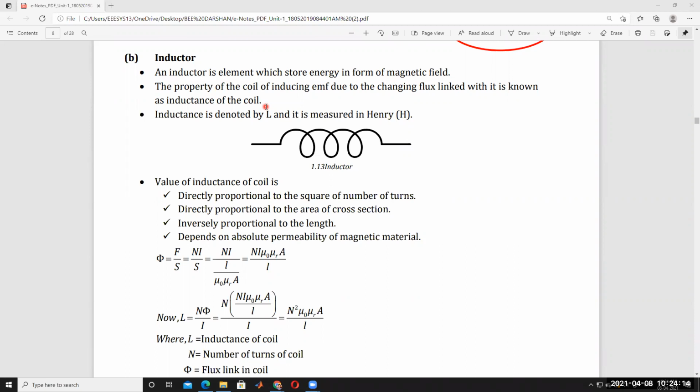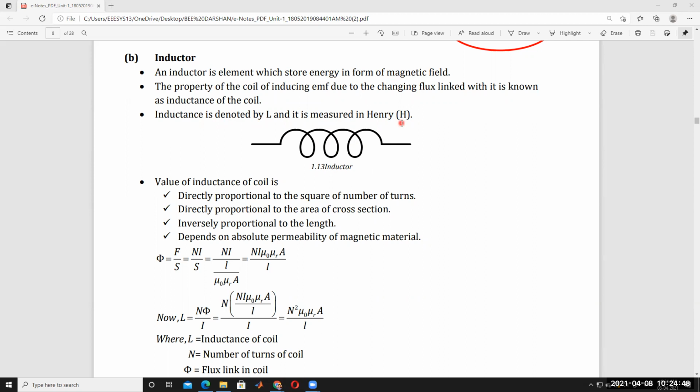The property of the coil of inducing EMF due to the changing flux linked with it is known as the inductance of the coil. If current is passing through the coil, flux is developed in the coil, and because that flux changes, an EMF is induced in the coil. That is called self-induced EMF. Inductance is denoted by L, and it is measured in Henry.